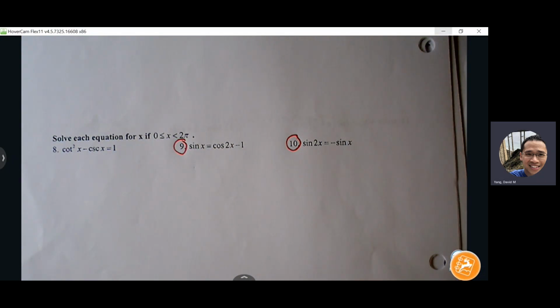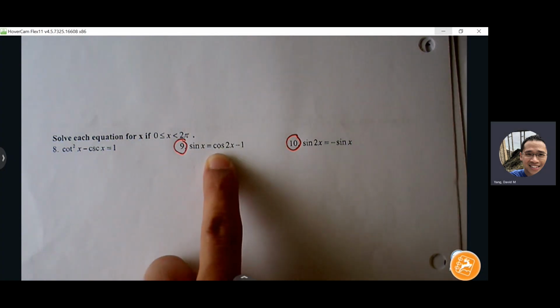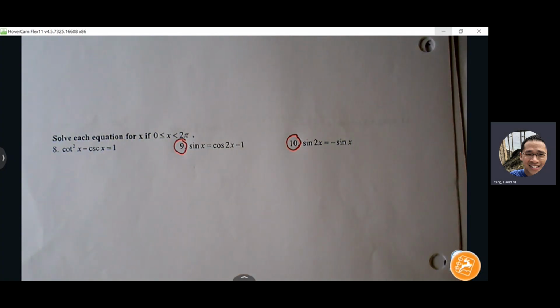All right, so sine x equals cosine 2x minus 1. What's the first thing that we think we want to do? Yeah, get in terms of sine, right? So let's get that cosine 2x expanded. Look on your formula sheets. You'll choose the one that involves sine. That just makes it quicker and easier if everything is in terms of one trig function.